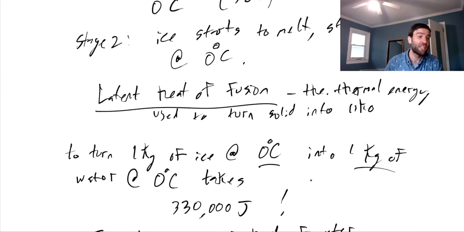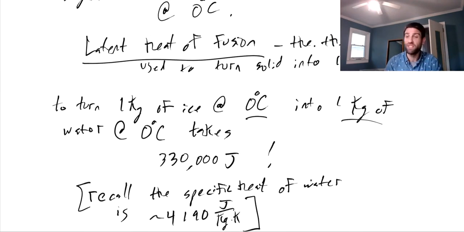And so the latent heat of fusion is, for instance, the amount of heat you need to continue to remove from water at 0°C to get it to freeze into ice at 0°C.